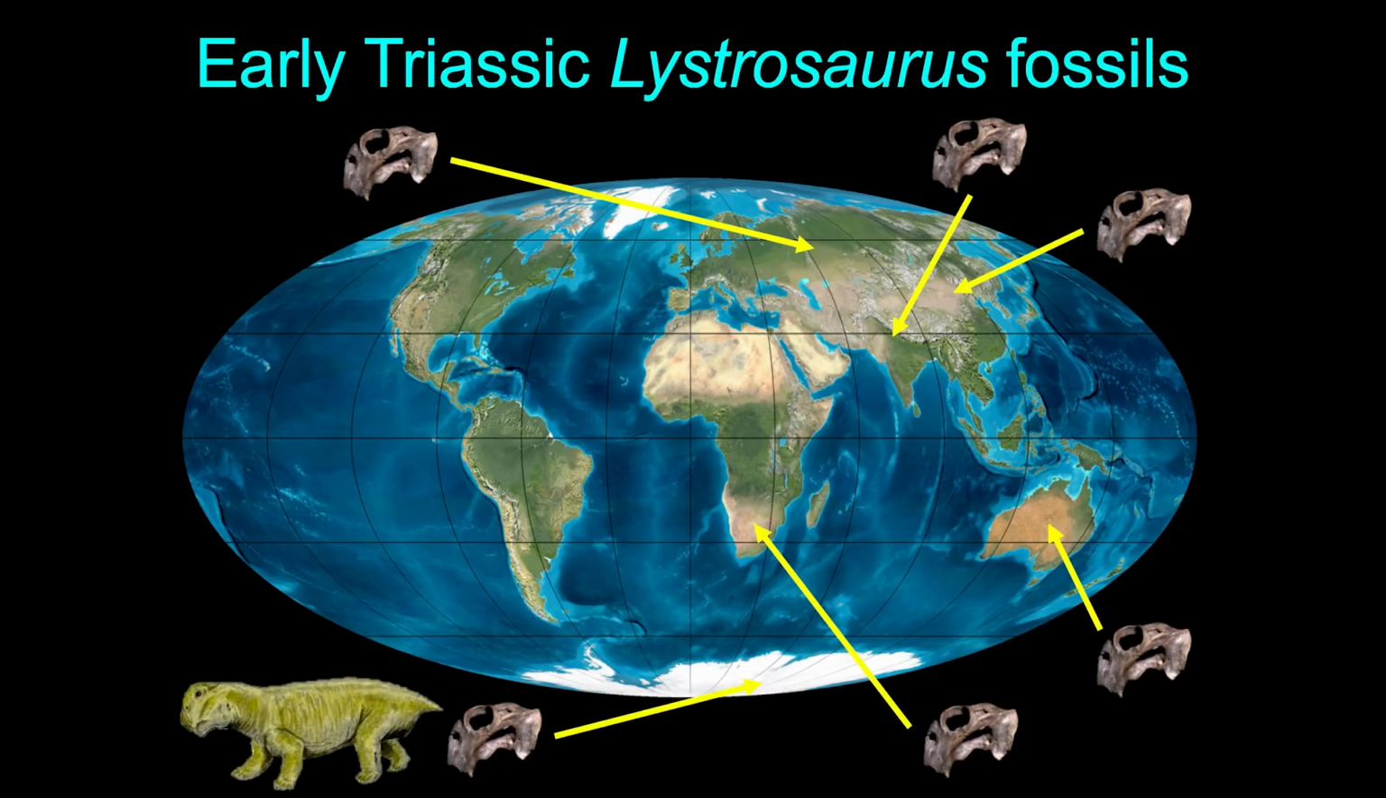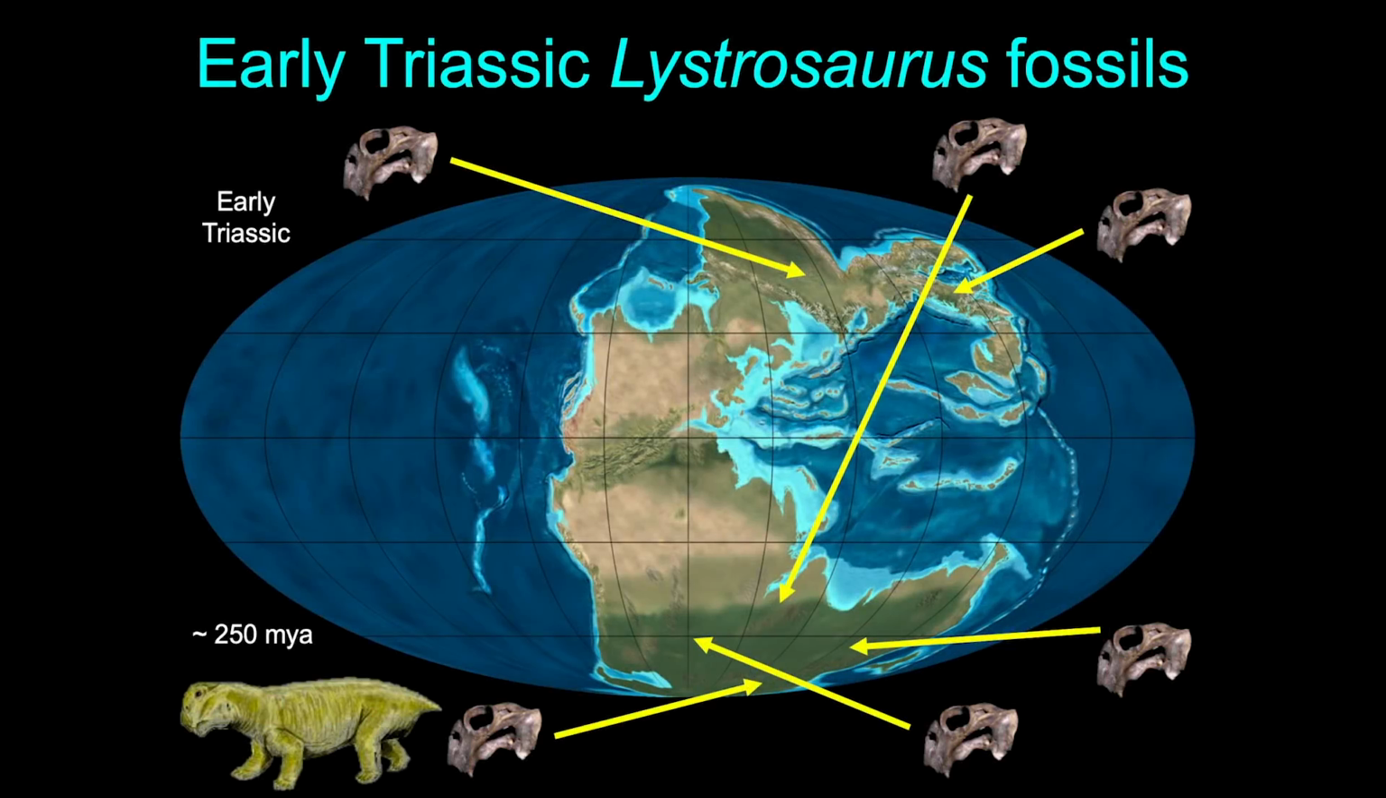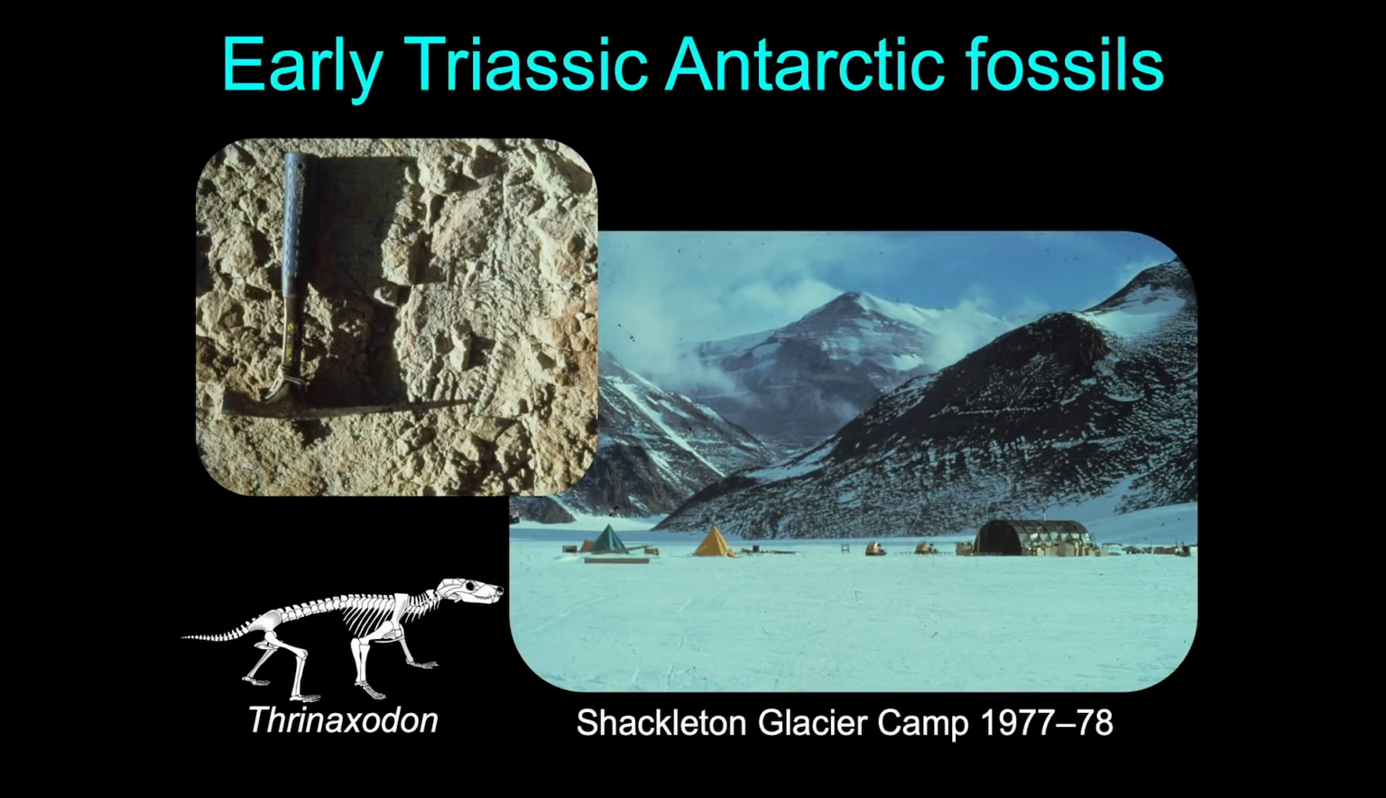If you map out where we find Lystrosaurus fossils today, that distribution doesn't make a whole lot of sense if you don't consider the fact that the continents looked very different 250 million years ago. And like I alluded to, there were other fossils coming out beyond just Lystrosaurus that pointed to these biogeographic connections to places like South Africa.